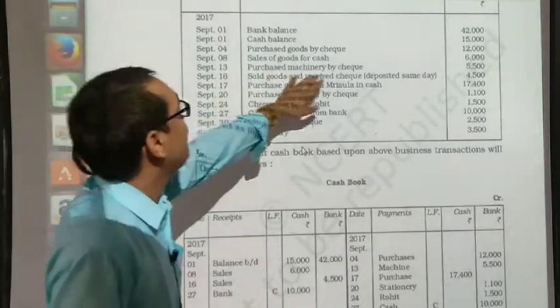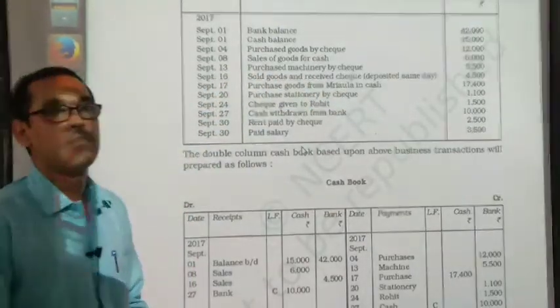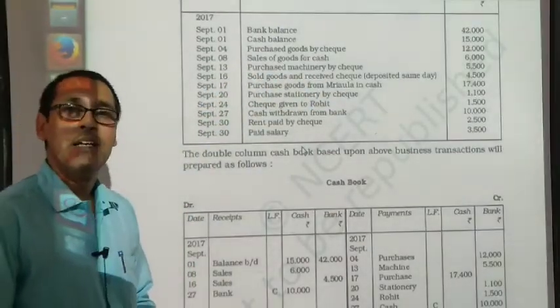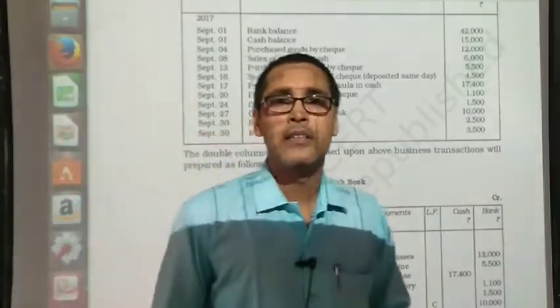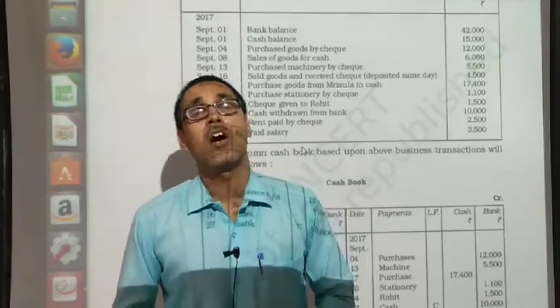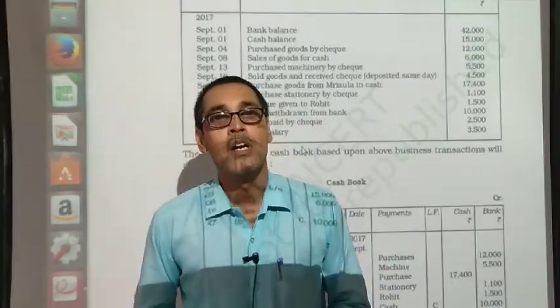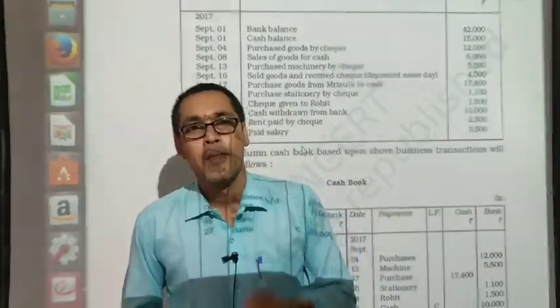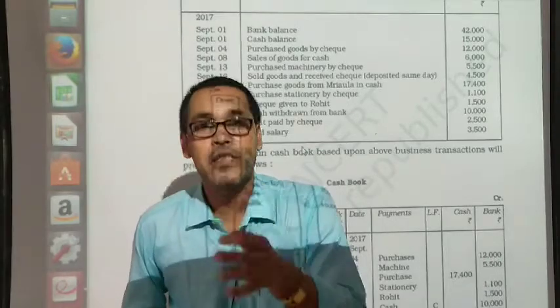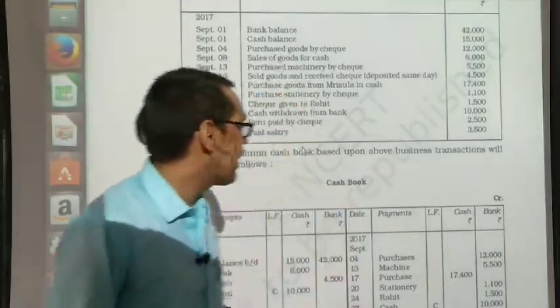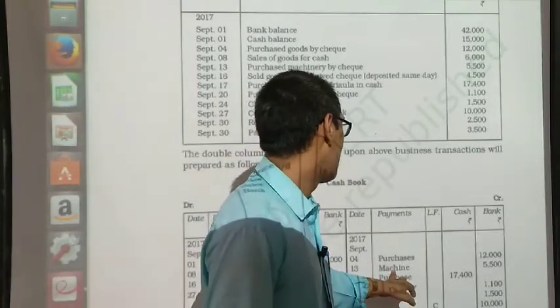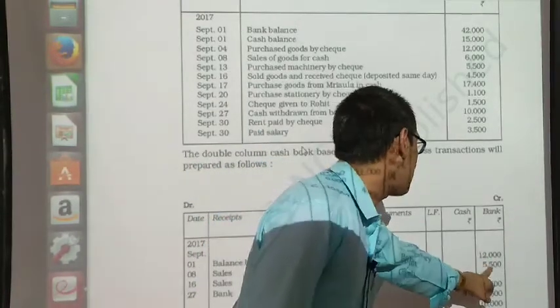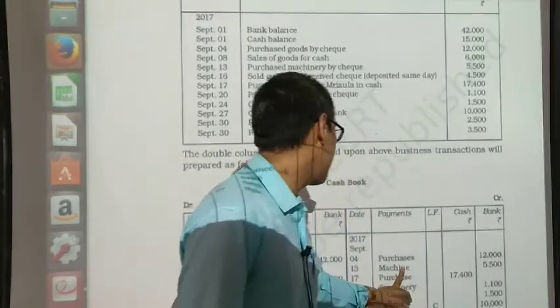Purchase machinery by check. When we are purchasing any asset, then asset account debit, or you can say machinery account debit to bank. Bank is reducing because bank is the giver of the money. That's why it is recorded on the credit side of the cash book in the bank column, 5,500 by machinery.